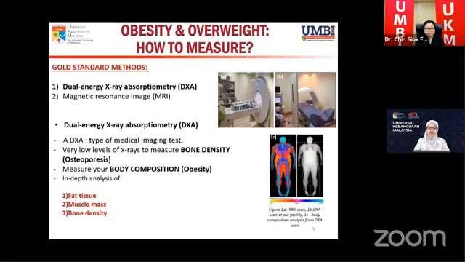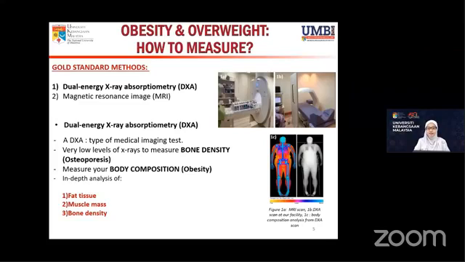And the gold standard methods to determine overweight and obesity are DEXA and magnetic resonance imaging, also known as MRI. DEXA is a type of medical imaging test, and it uses very low levels of X-ray to measure bone density as well as body composition.